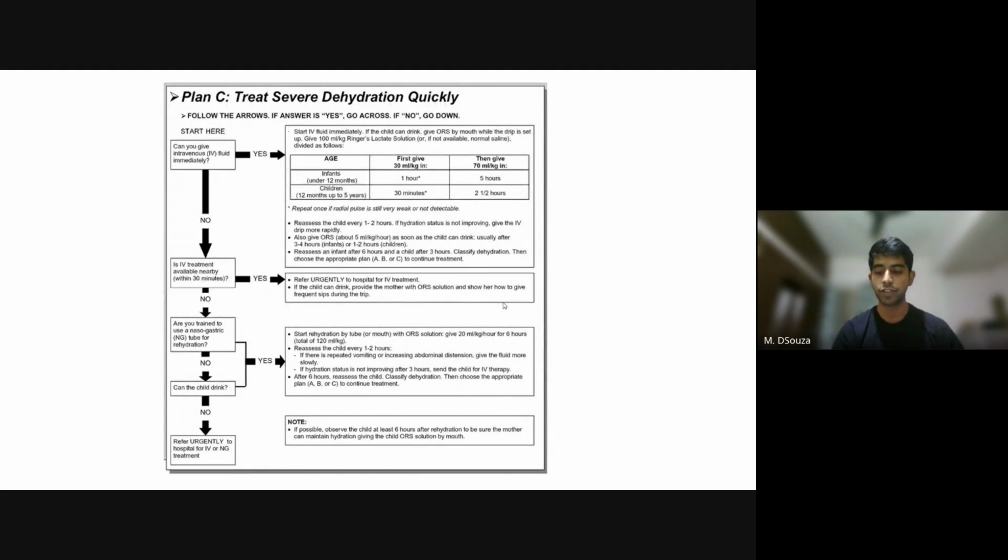Now, in addition to this, you would also want to ensure that the child is also getting their maintenance fluids. So if the child is taking orally, you can ask them to encourage the mother to feed the child. Or if they are not, again, start a second IV line and administer your IV maintenance fluids as per the fluid rates previously elucidated.